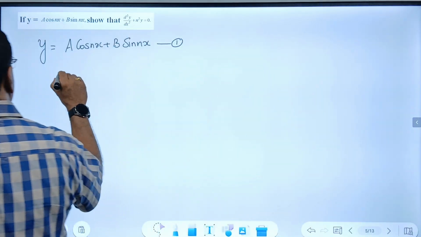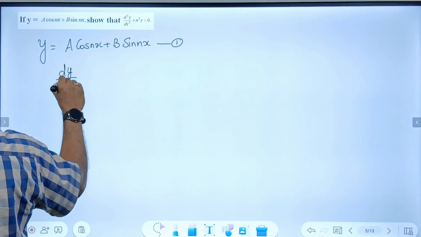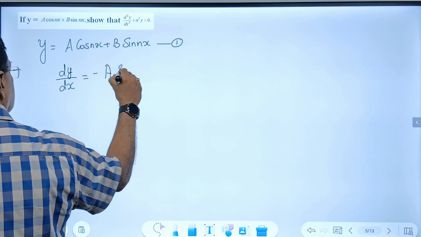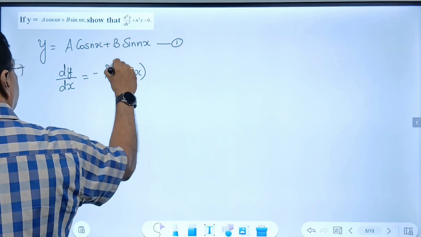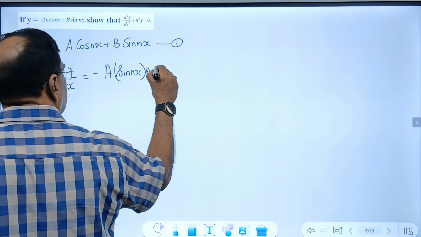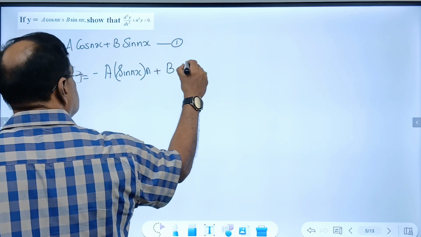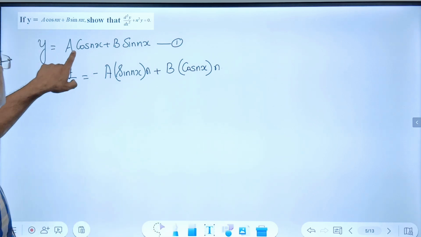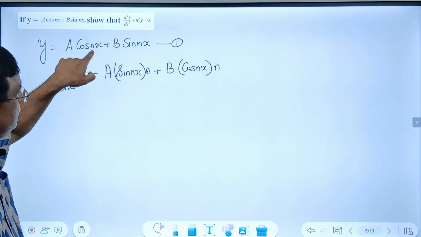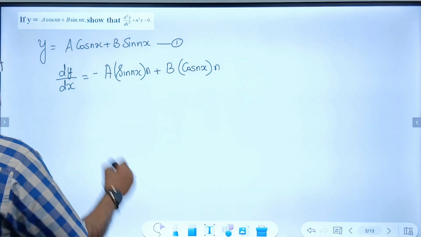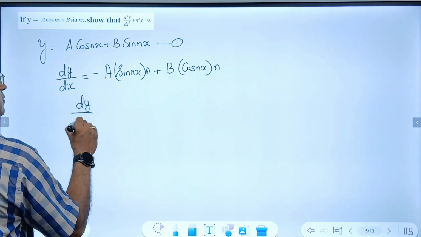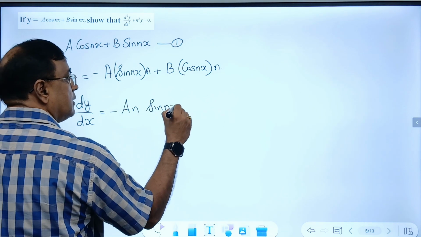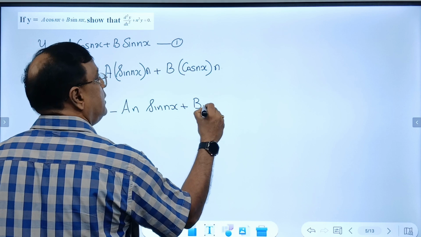So first order, dy by dx will be: a is a constant, differentiation of cos is minus sine nx, and differentiation of nx is n, plus b into, what is the differentiation of sine nx? It is cos nx into n, chain rule. First I differentiate sine, then I differentiate nx. Differentiation of nx is n. So now you have got dy by dx is equal to minus a n into sine nx plus b n into cos nx.